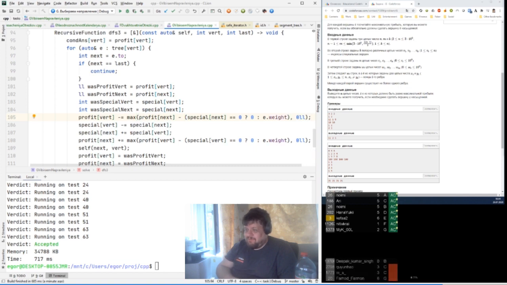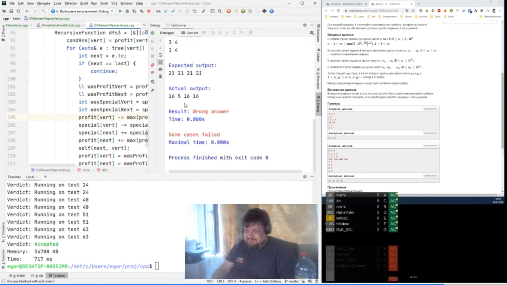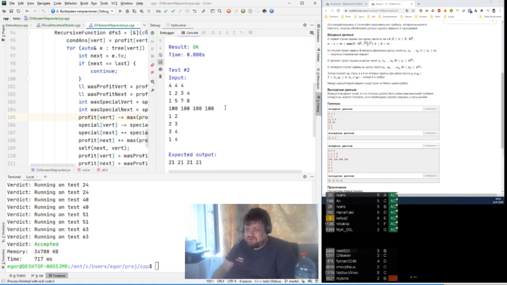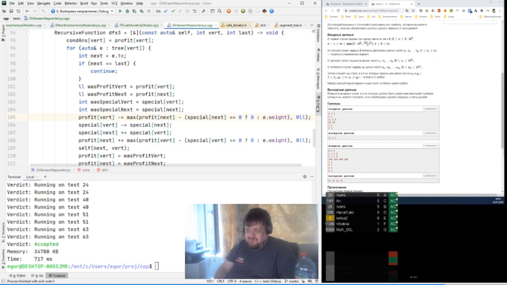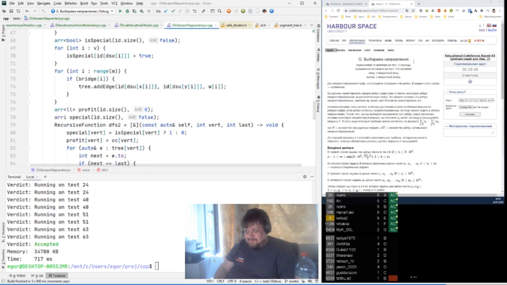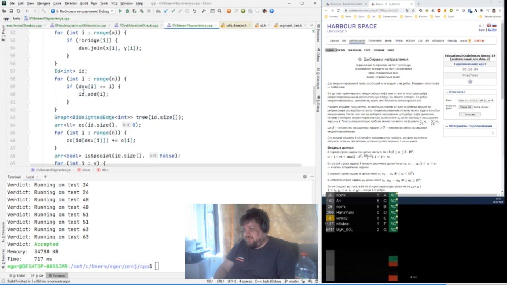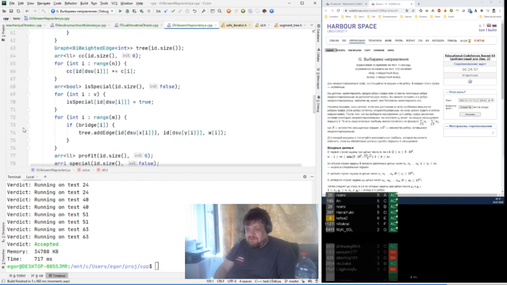Yes, we're fixing this one. So, aside from the bug in the bridge finding, which we will also fix shortly, the only problem here is that when we check special equals 0, we should also check special equals the number of special vertices. Which I would spend, I guess, the next 15 minutes trying to find.